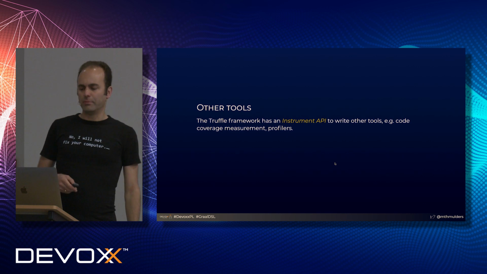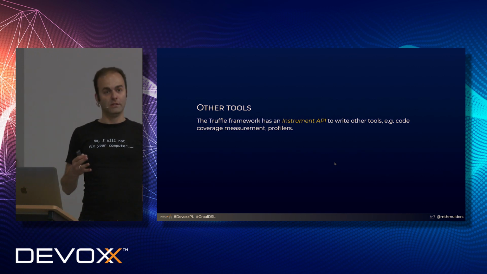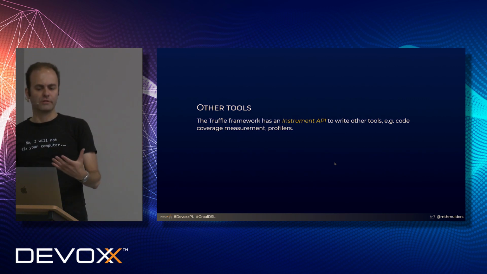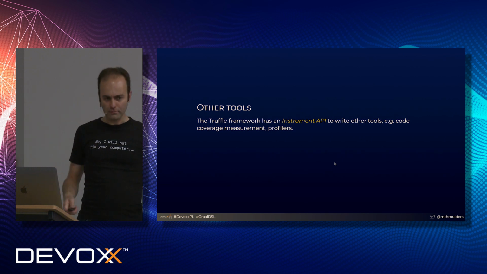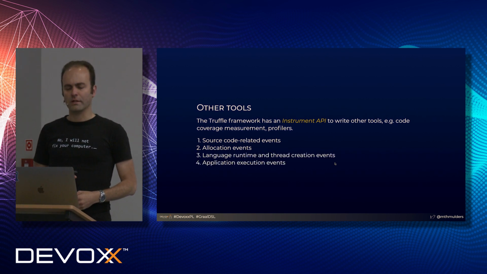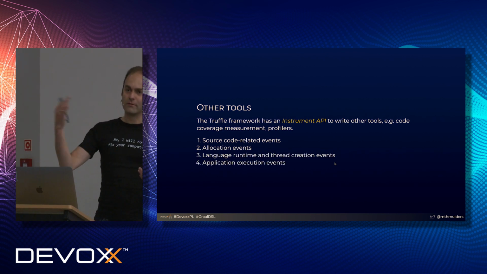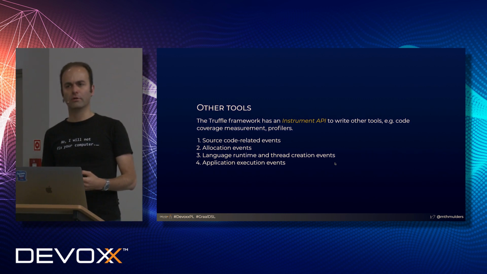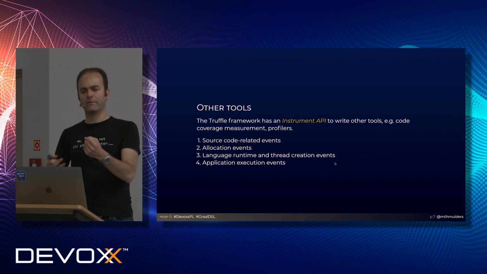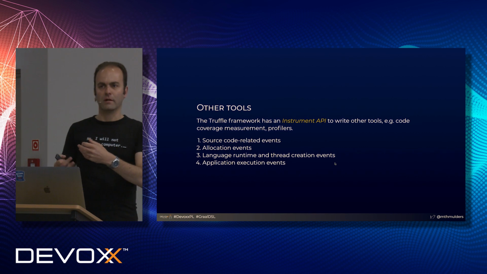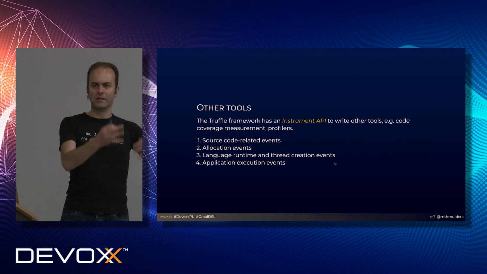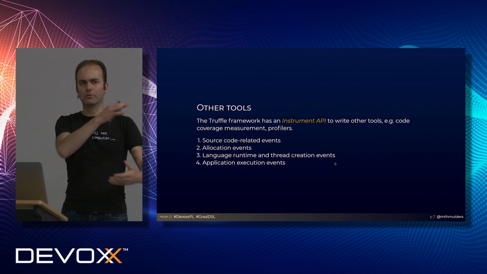And you use the instrument API for that. The instrument API is the basic toolkit for writing any kind of tooling, like code coverage measurement or profilers or whatnot. Anything that interacts with program execution. There's 4 types of events that this instrument API can emit to your tool, like source code being loaded, memory being allocated, language runtime or threads being created, and finally program execution. That's just, hey, I'm walking through my program, through my AST, I'm executing machine instructions, and this is where you could halt.